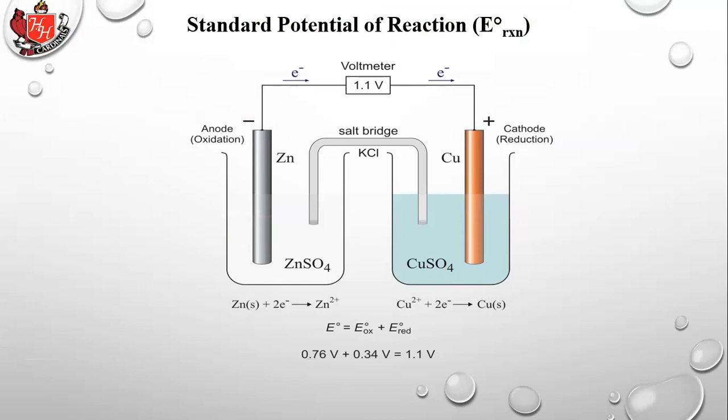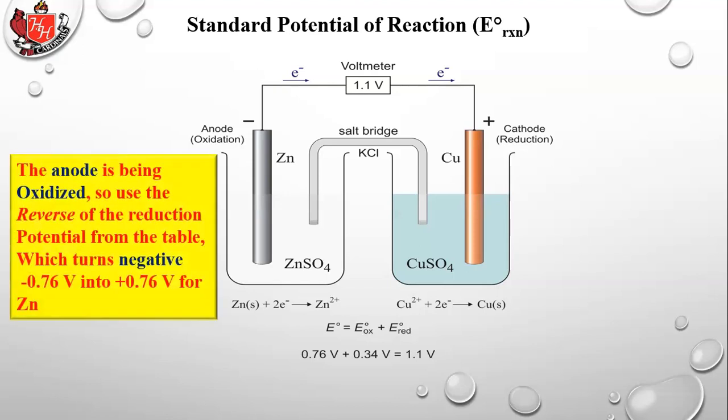Okay, so let's look at it with our electrochemical cell from the previous lesson. The anode is being oxidized. That's the zinc. So use the reverse of the reduction potential from the table. So you have to take that negative 0.76 for zinc and turn that reaction around, and make it a positive 0.76 for an oxidation.